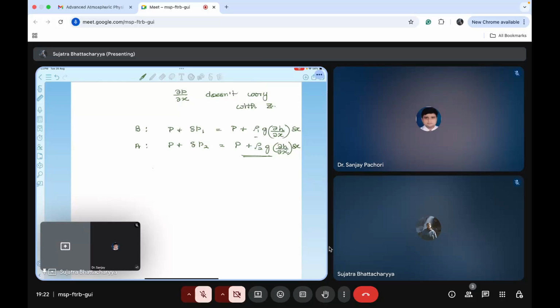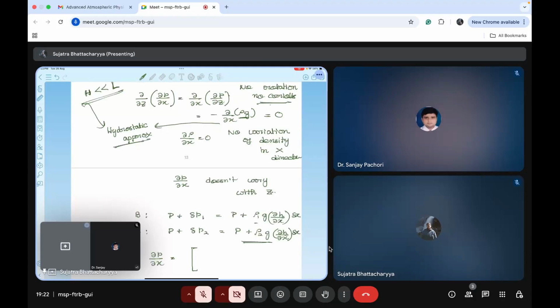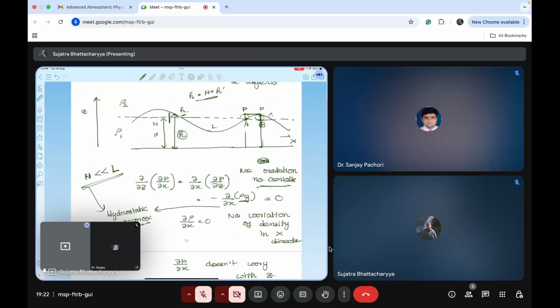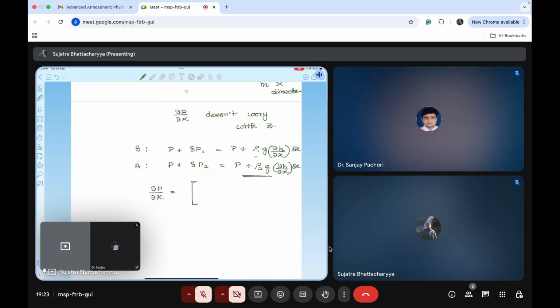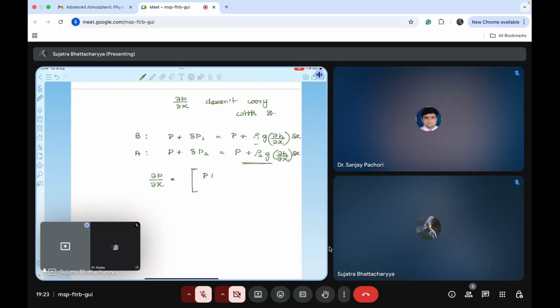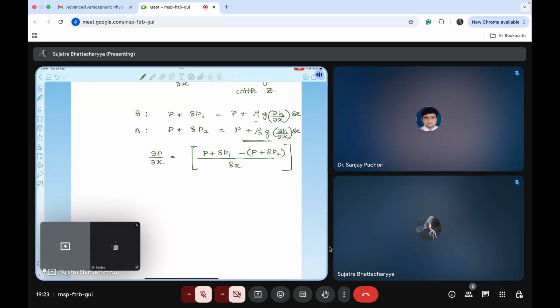Now, what is delta P delta X? That is nothing but P at B minus P of A, right? X is in the positive direction from A to B. So P of B minus P of A, that is what I will do. So (P plus delta P1) minus (P plus delta P2), divided by delta X. Alright.